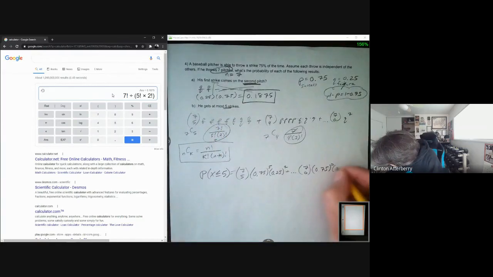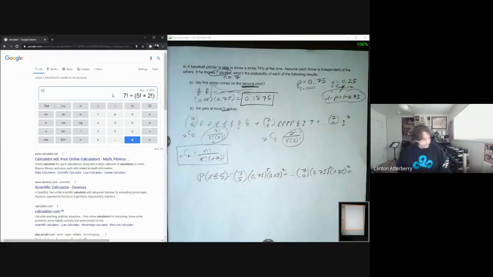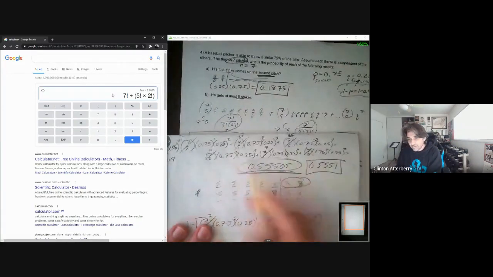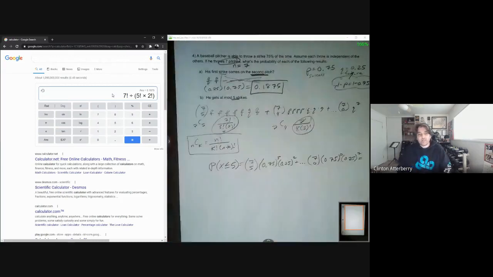times the failures, okay, which is 7 balls, okay? So you would do this, and that work would look like this. Like, that's a lot of work. That's a lot of opportunities for errors, okay? And how the heck do you do this in a calculator, right?